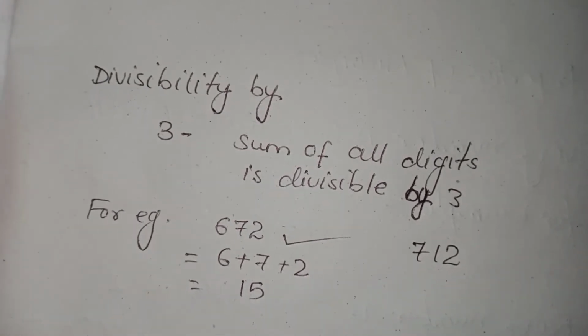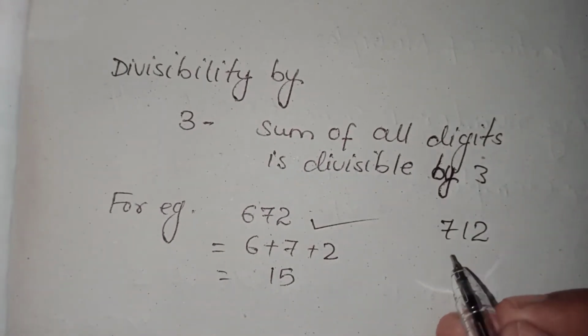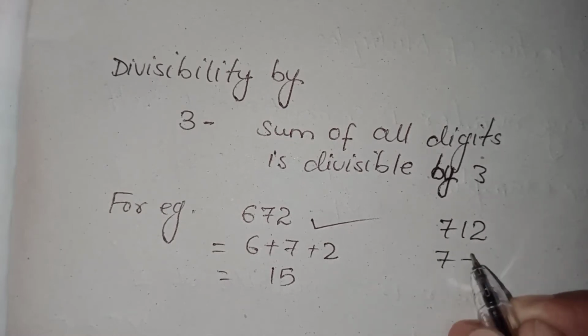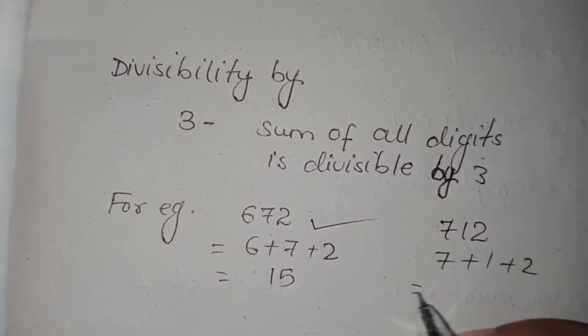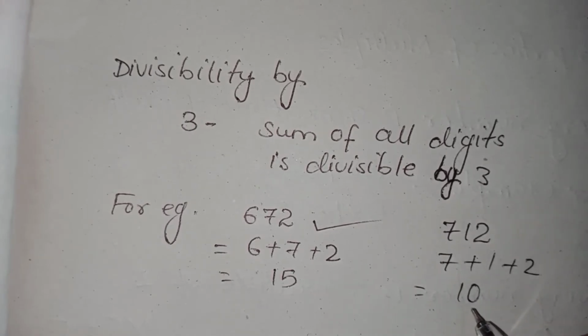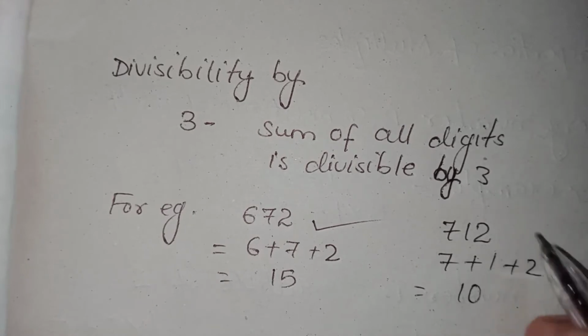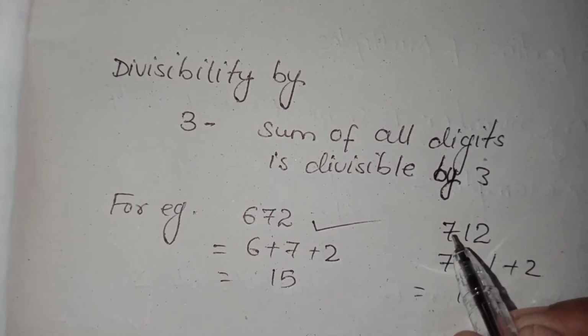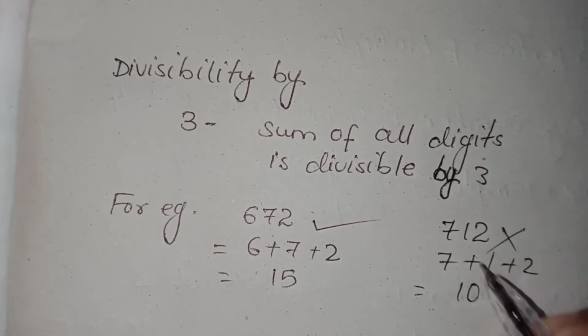712. Okay, so what I have to do to check? I have to add all the digits. 7 plus 1 plus 2. So 7 plus 1 is what? 8. 8 plus 2 is what? 10. So 10 is divisible by 3? 10 comes in 3 table? No, that means this number is not divisible by 3. That means this 712 is not divisible by 3.